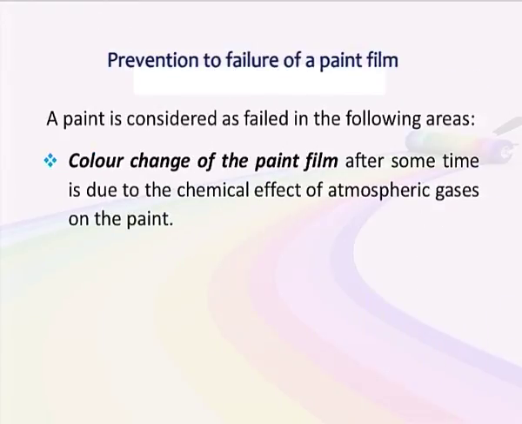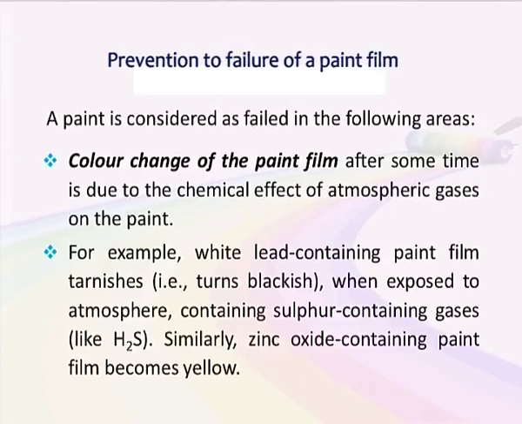Color change of the paint film. This happens after some time due to the chemical effect of the atmospheric gases. For example, white lead containing paint film tarnishes, it becomes blackish when exposed to atmosphere containing sulfur containing gases like hydrogen sulfide. Similarly, zinc oxide containing paint becomes yellowish.